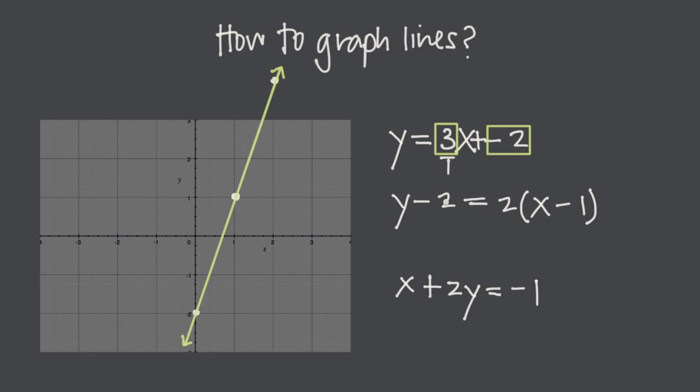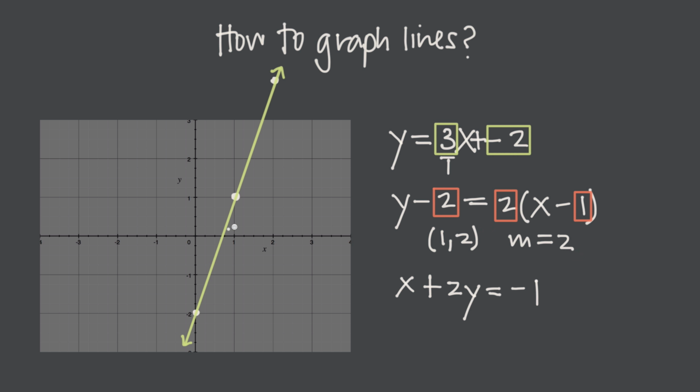Now for y minus 2 is equal to 2 times x minus 1, we should recognize this as point-slope form. Remember that the formula is y minus y1 is equal to m times x minus x1. So I can pick out here that this value is m and that I have x1, y1 right here. So what that tells me is that I have a coordinate point x1, y1, 1, 2, and I have a slope of m equals 2.